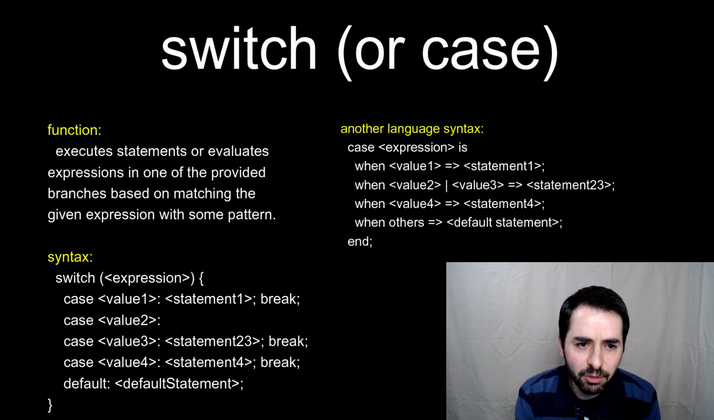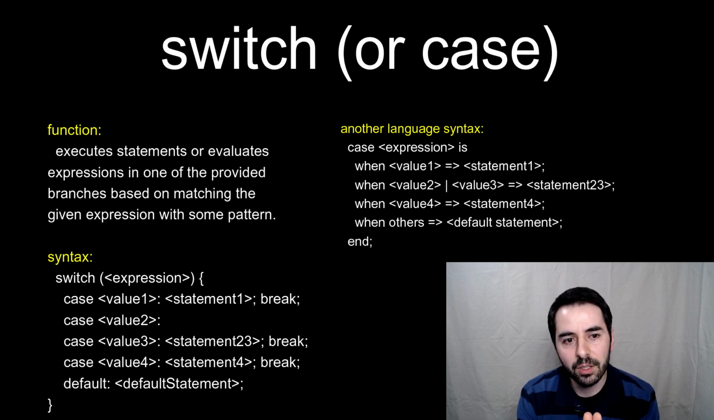So here I listed different syntaxes from different programming languages, just to give you an idea of how different the code can look in different languages, but in essence they are all doing the same thing. The first example is common, I think, in Java, C#, and C++. You write the switch keyword, and then in parentheses you provide the expression which needs to be evaluated and checked against a predefined set of values.